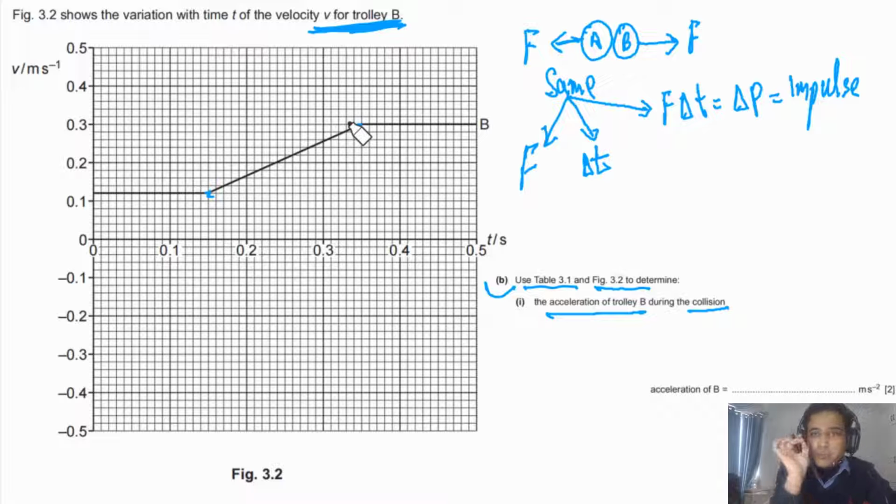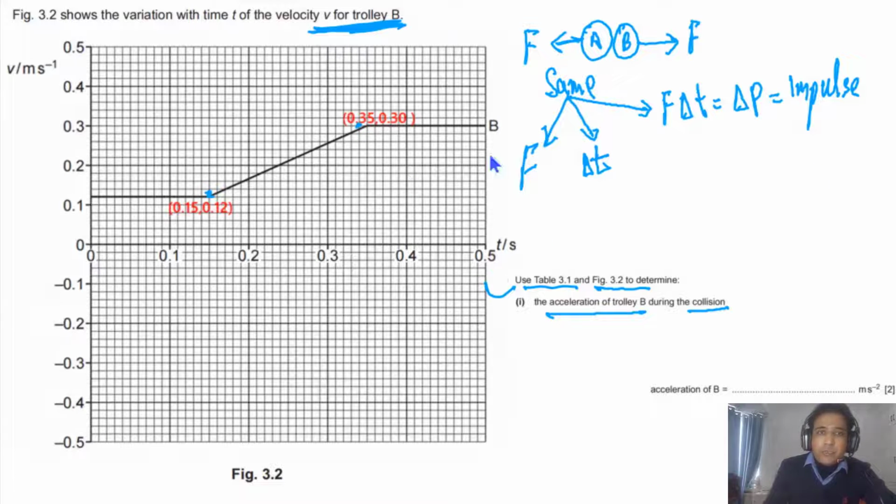It means there is force on trolley B. So simply we need to find the gradient of this, because we have a velocity against time graph, so we need to find out the gradient. We can mark these points, and then simply we can find acceleration. So first of all, we can mark these points. These are the coordinates. So we need to find out acceleration.